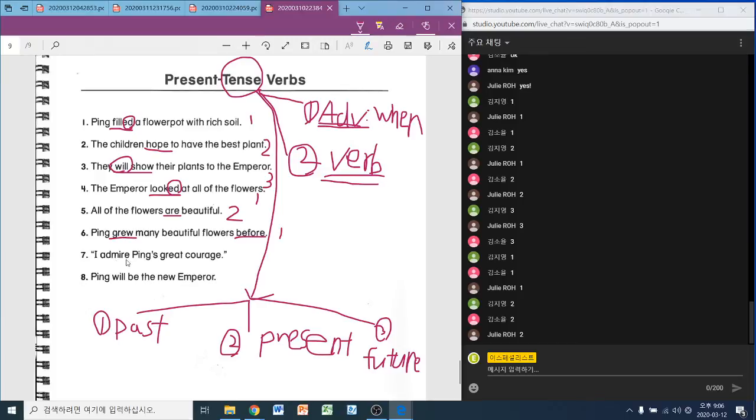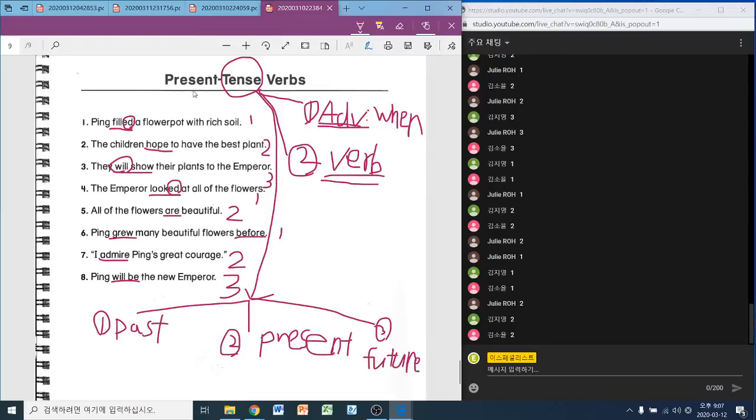Number 7, I admire Ping's great courage. There is no adverb, but we can find a verb here, admire. That admire is a verb, and it shows the present tense. So we can write number 2. And number 8, Ping will be the new emperor. No adverb, but we can see will be, okay? So what kind of tense is this? Is it past, present, or future? That is a future. So we can write 3 here.